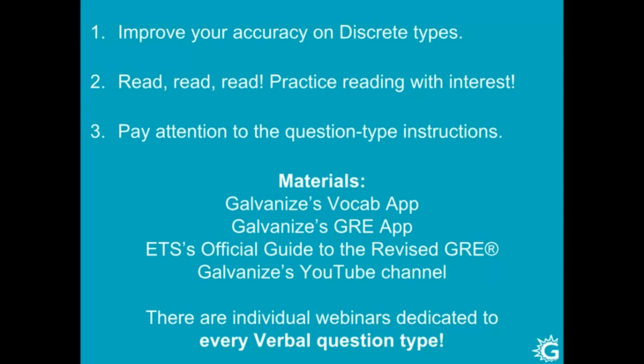Next thing is, please pay attention to the question type instructions. Okay, we've seen a lot of learners actually miss a lot of points because they missed instructions. Like I said, for sentence equivalence types, always pick 2 correct answer choices. For text completion types, make sure that you've picked an answer for each of the blanks. Missing out one of these, you lose the entire point.